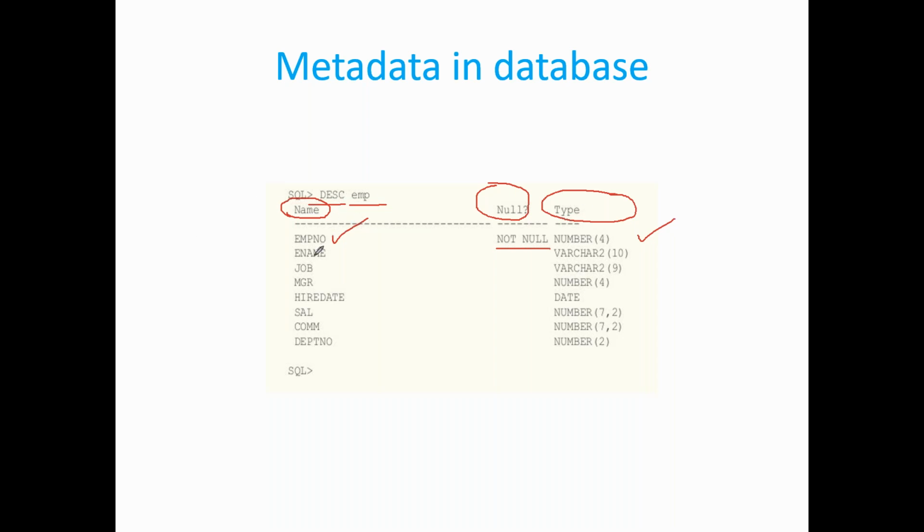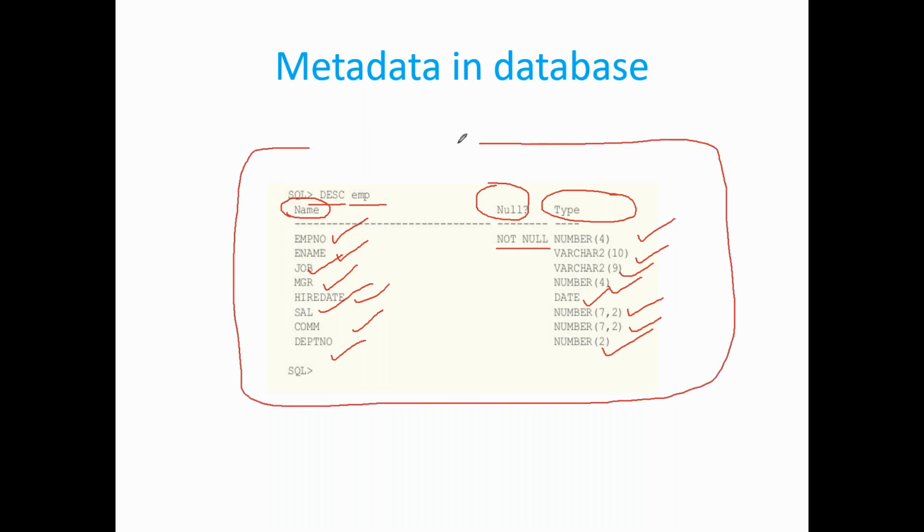Then we have got the employee name. Employee name is nothing but a text or string, so it should be of varchar type. And the next one is job designation. It's again varchar type. Then the next one is manager ID, which is again number type. Then the hire date, basically the date on which the employee got hired, is of date type. And salary is again number type, and commission is again number type, and of course the department number is again number type. So whatever data that you're seeing here is called metadata with respect to databases.